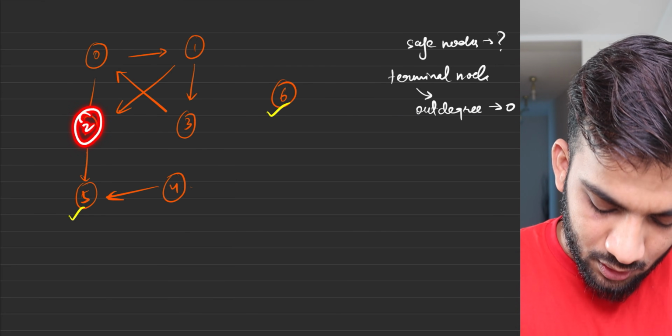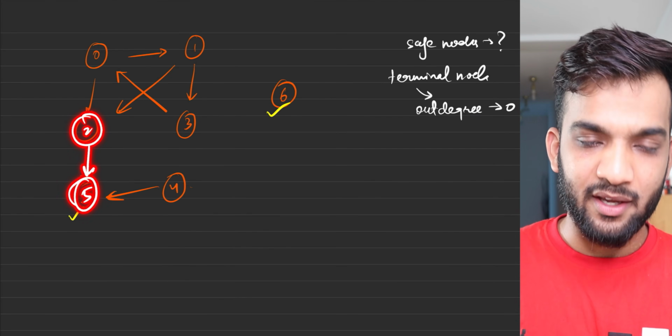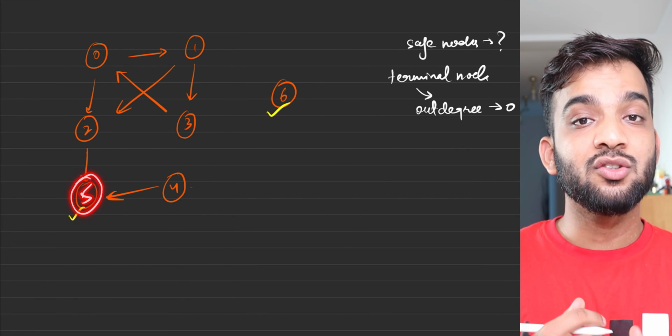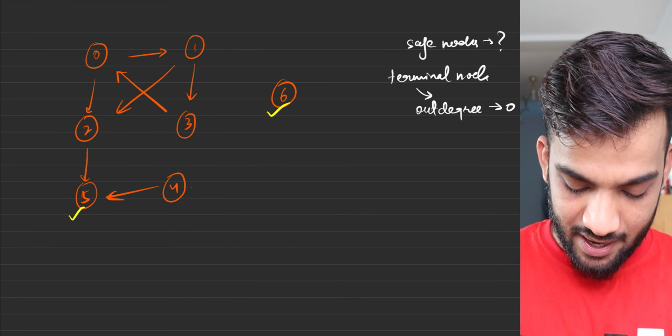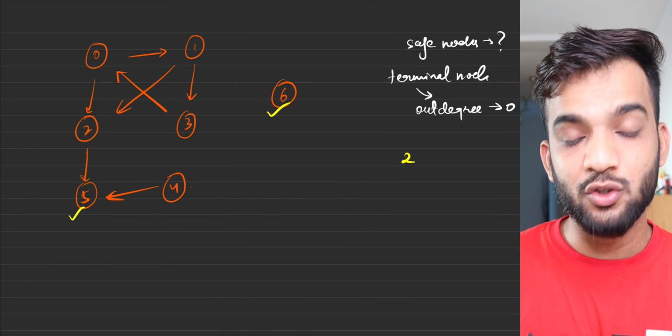Let's check out 2. 2 has only one path. If you carefully see, 2 has only one path, and that ends up at 5. So can I say that 2 is a safe node? Yes, I can definitely see that 2 is a safe node.